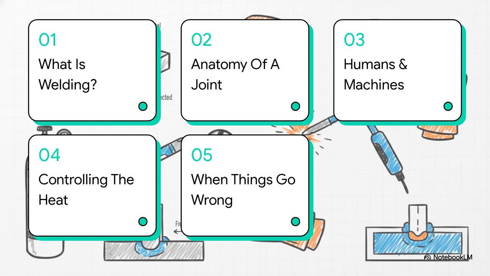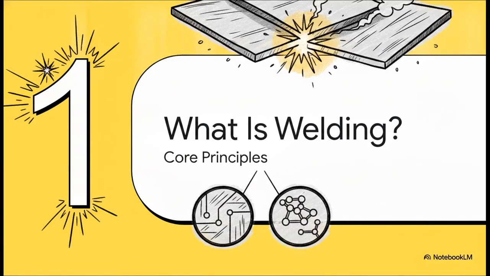To keep things moving efficiently, here's our game plan. First, what exactly is welding? Then, we'll look at the anatomy of a joint. Third, humans, machines, and robots. Fourth, controlling the heat. And finally, number 5, when things go wrong. All right, kicking things off with Section 1. What exactly is welding? The core principles of joining materials.